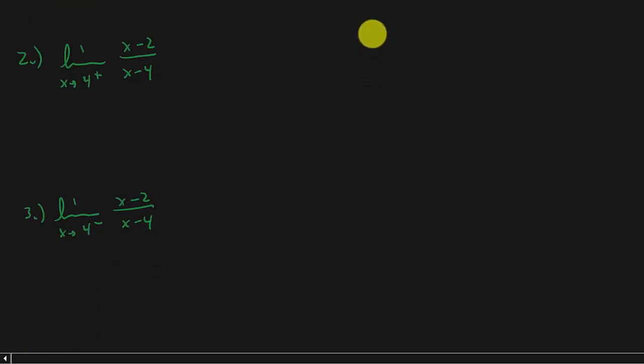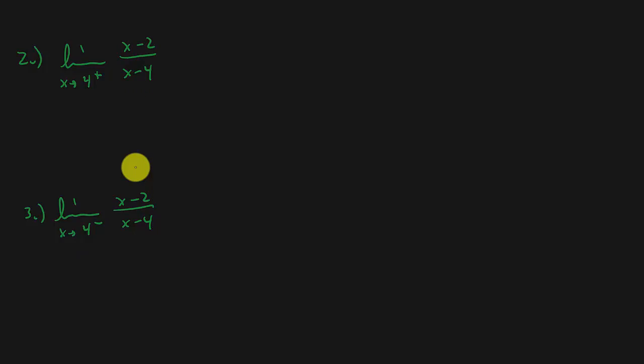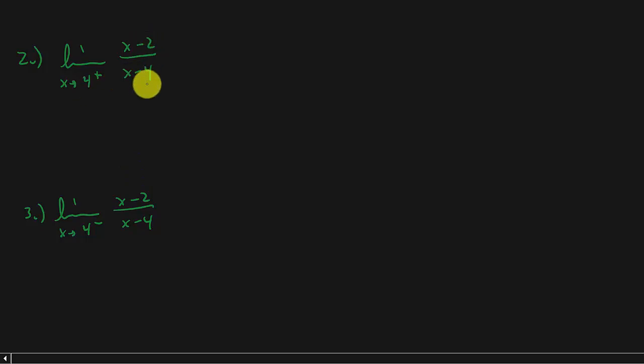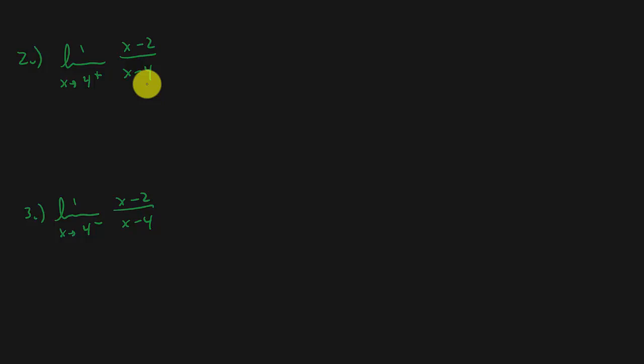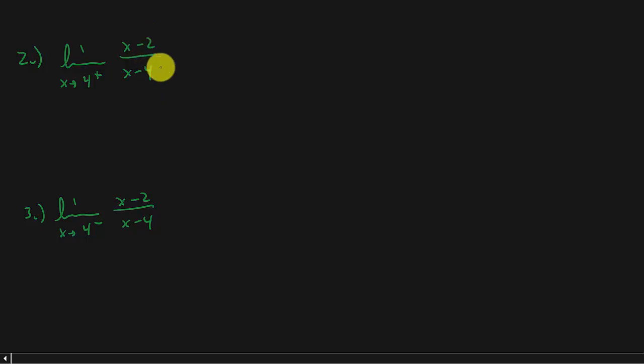All right, let's look at this one. This is the limit as x approaches 4 from the right, and we're going to do the limit as x approaches 4 from the left. It's the same function. We're coming in from the right, coming in from the left. So this one's a little different than the previous problem. If you notice, if we plug the 4 in, we get 2 over 0, which is undefined. So we want to see what this function is going to as x approaches 4 from the right-hand side.